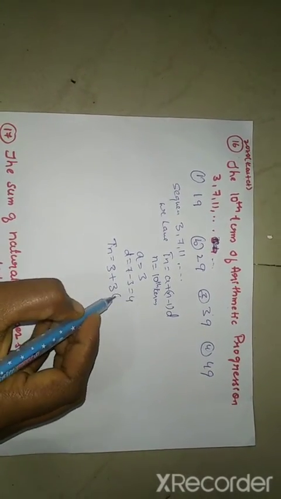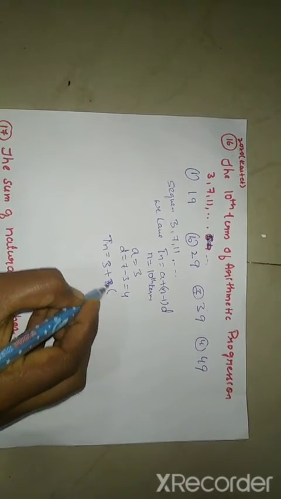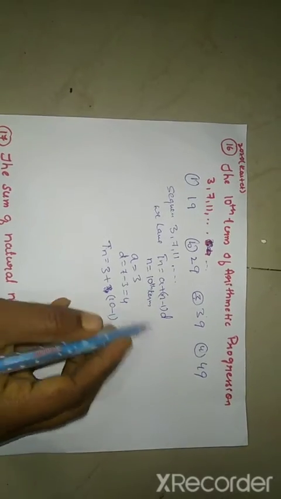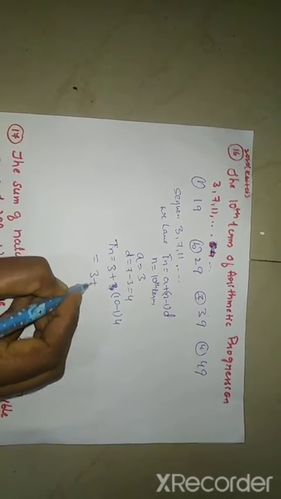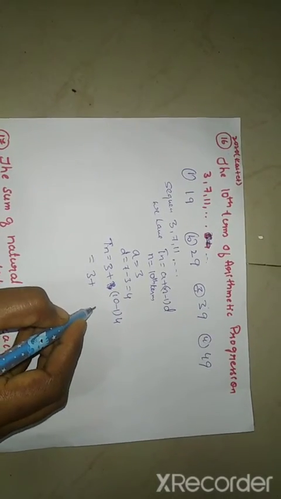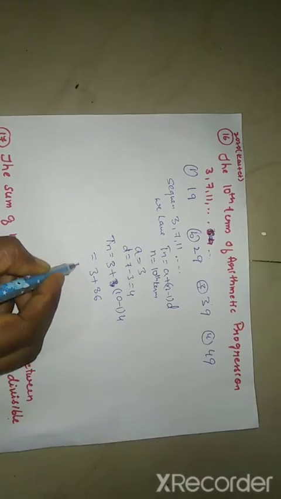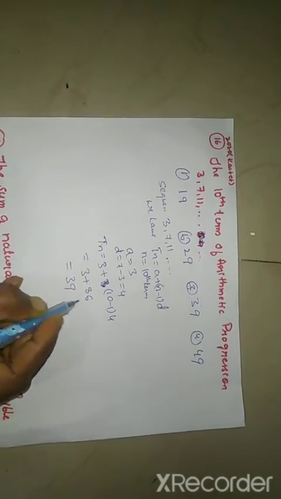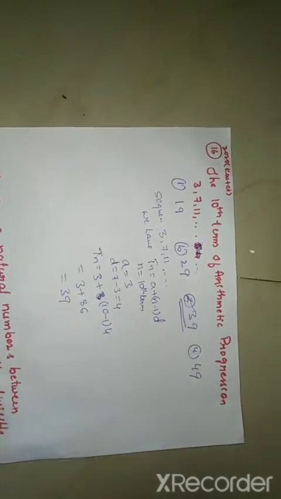Value of n is 10, so 10 minus 1 into d. d is equals to 4. So that is equals to 3 plus 10 minus 1, which is 9. 9 into 4 is 36, plus 3, that is equals to 39. So the third option is correct.